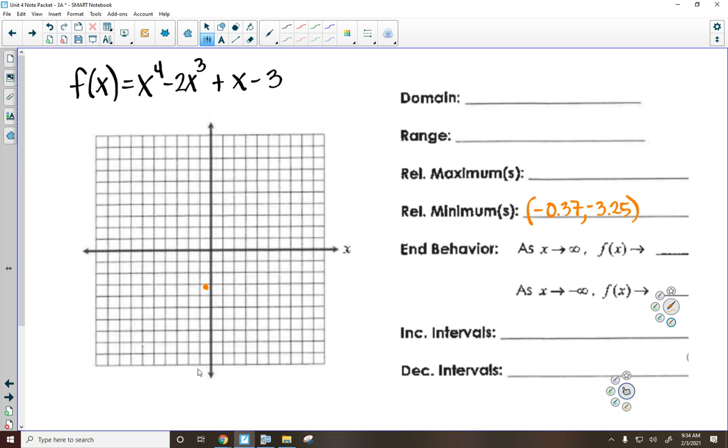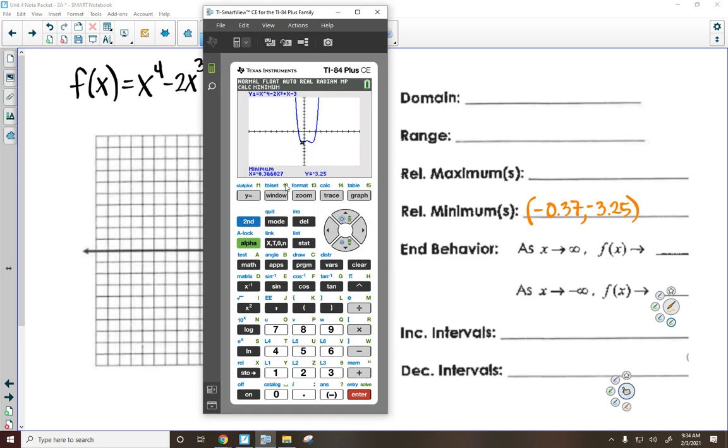Okay. So we're going to do the same thing, but I'm going to find my next extreme value. The next one I have is the maximum. So I'm going to go second trace, now maximum. Again, find your left bound and your right bound. So easiest way, put your cursor approximately at that maximum point, hit the left arrow 2 to 3 times, enter. Find the right bound, hit the right arrow 2 to 3 times, enter, and enter for guess.